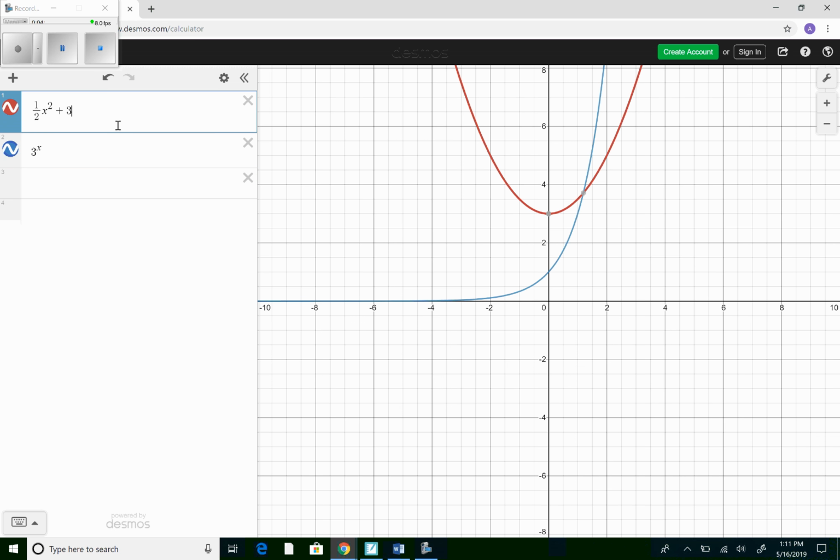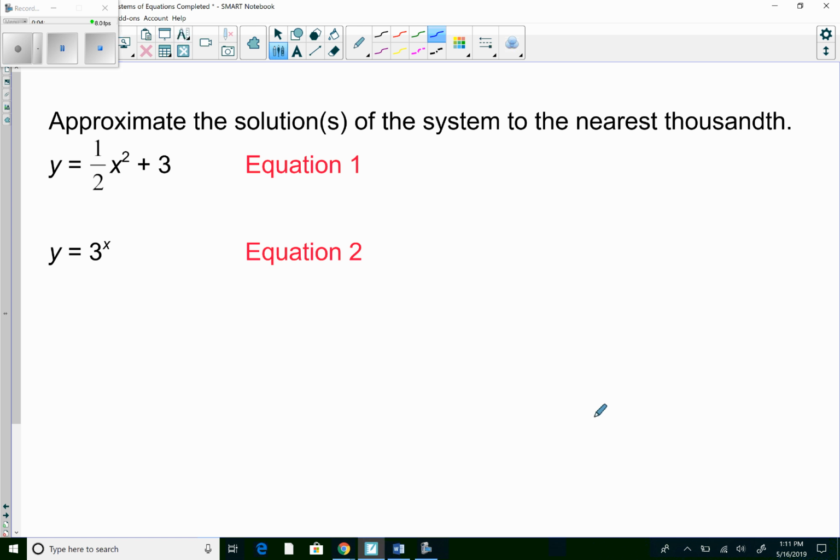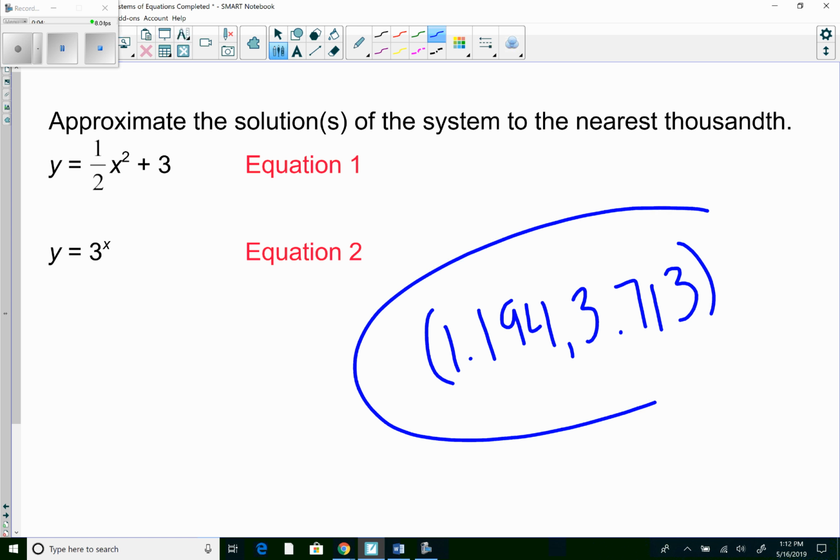And if you notice, it gives you this intersection point. So they tell you that the intersection point is going to be 1.194 and 3.713. Then the problem asks you to approximate the solutions to the nearest thousandth, which exactly would be 1.194 and 3.713. So there's your solution. You might have multiple solutions, so just be aware of that.